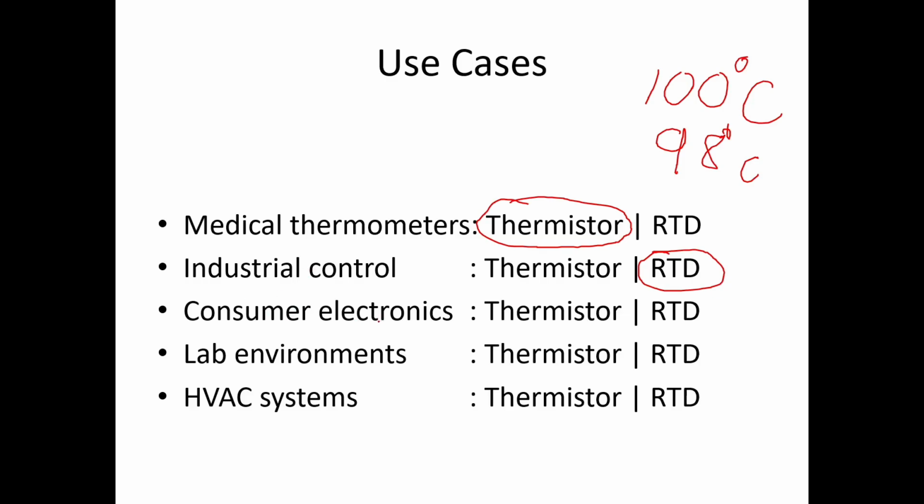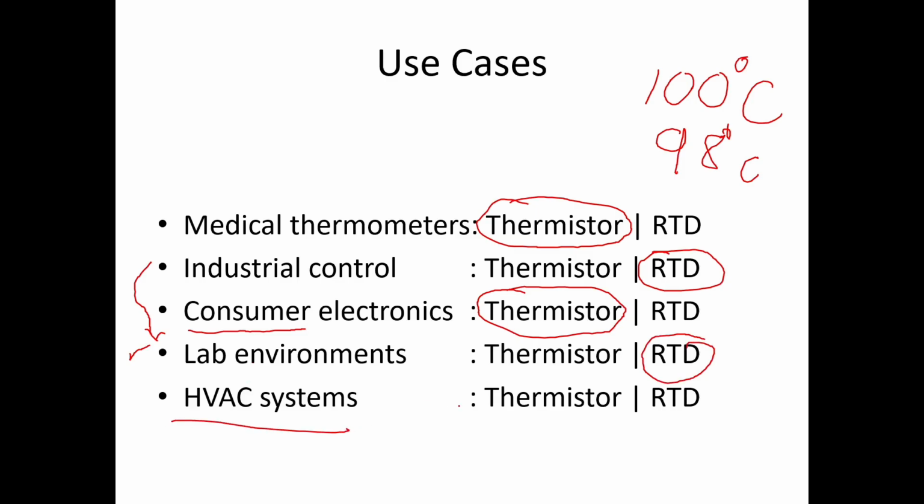Consumer electronics. We already talked about consumer, so we need lower cost, so that's why we are going to use thermistor. I think you have an idea of how to handle which one to use, whether thermistor or RTD. So next, let us see the lab environment. Which one do we want to use, thermistor or RTD? We are going to use the same as industrial control. We want it to be very accurate in a lab environment, so we want to use RTD.